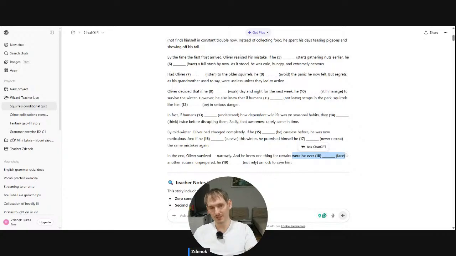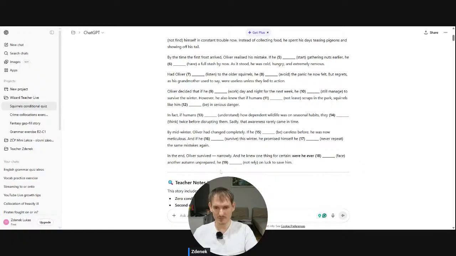This is inversion. And for some reason, it's in bold. Why is it in bold? Why is nothing else in bold in this sentence except for that? In this story, except for that? What is the significance of that? It's weird. And he knew one thing for certain, where he ever, oh God, this is, where he ever, what?